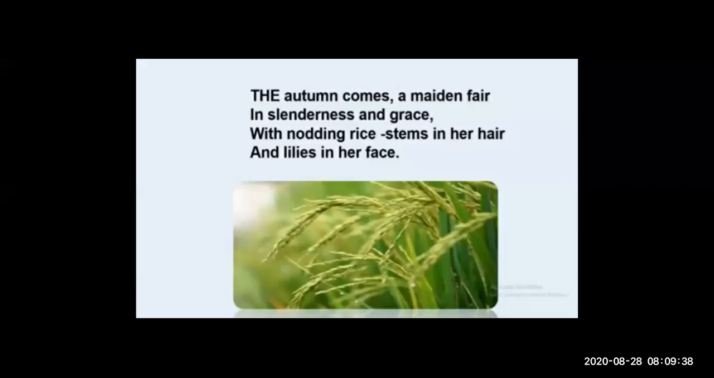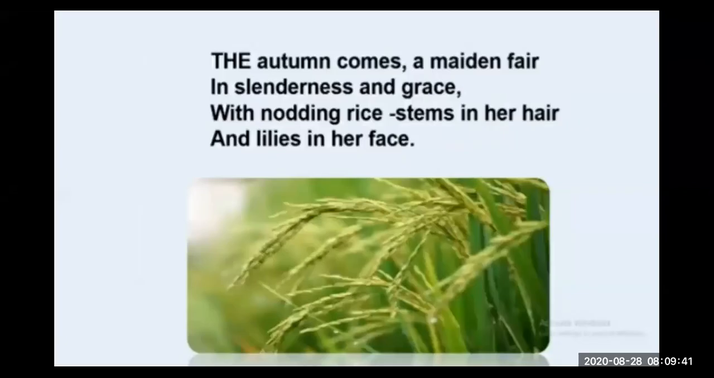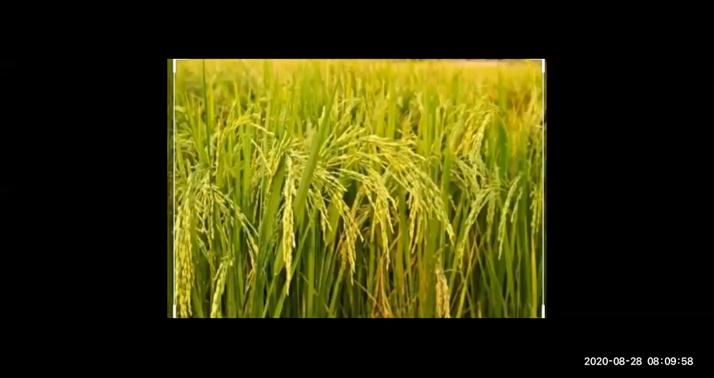So see, in the image you can see the picture of rice stems. The beautiful picture of rice stems you can see, I will show you. See, this is the picture of the rice stems. Okay. So autumn is compared to a girl and it describes its beauty. The autumn comes like a maiden fair. How is the autumn season coming? The autumn season coming means the season has arrived like a beautiful young girl.